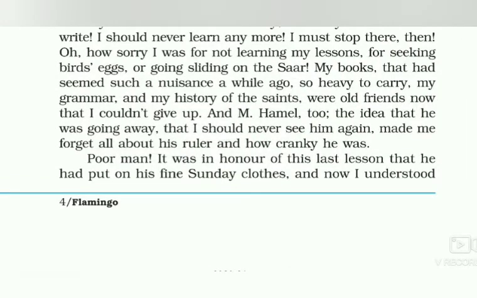And M. Hamel too, the idea that he was going away, that I should never see him again, made me forget all about his ruler and how cranky he was. Cranky means short-tempered, ill-tempered, who gets angry very easily. So the news that their teacher M. Hamel was going to leave them made little Franz very unhappy. Franz didn't want his teacher to go away. He no longer thought of his teacher as short-tempered or strict. He wanted his teacher to be there with them.